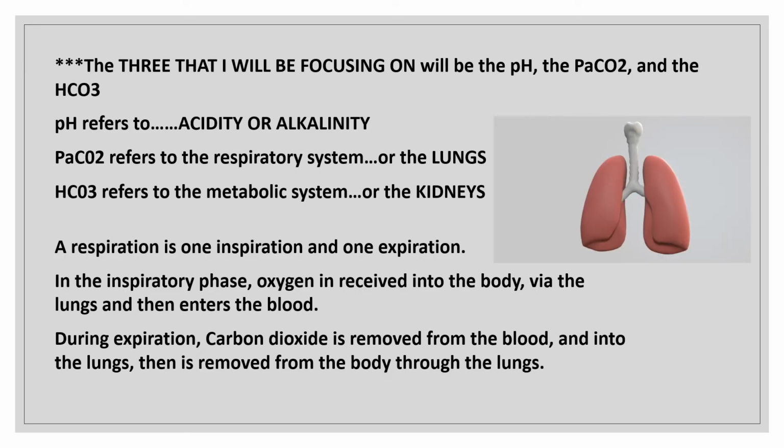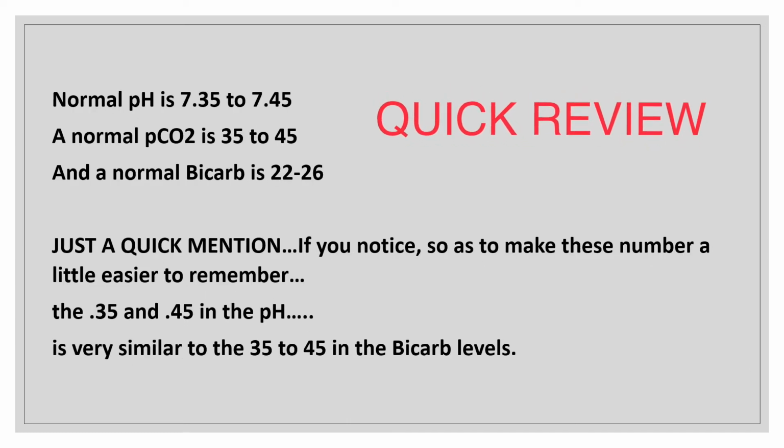A respiration is one inspiration and one expiration. In the inspiratory phase, oxygen is received into the body via the lungs and then enters the blood. During expiration, carbon dioxide is removed from the blood and into the lungs and then is removed from the body through the lungs. Normal pH is 7.35 to 7.45. Normal PCO2 is 35 to 45, and a normal bicarb is 22 to 26.